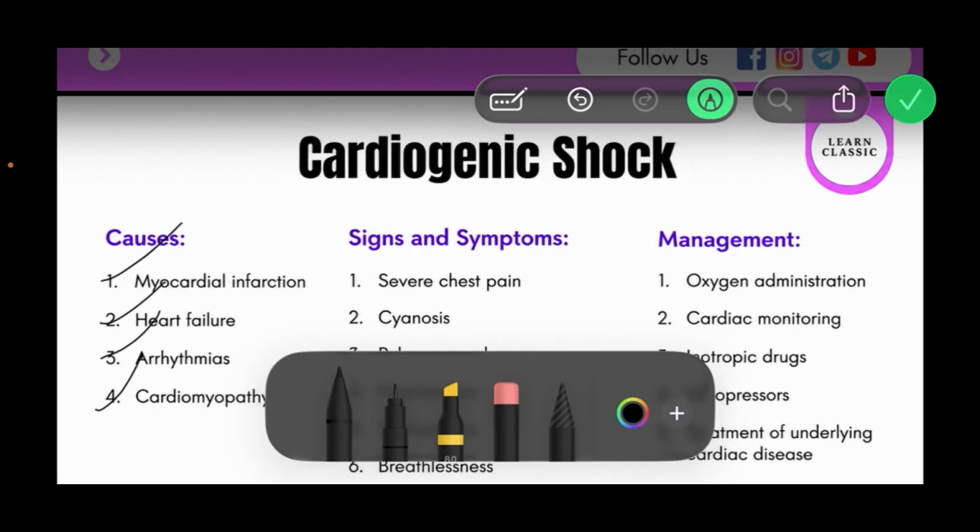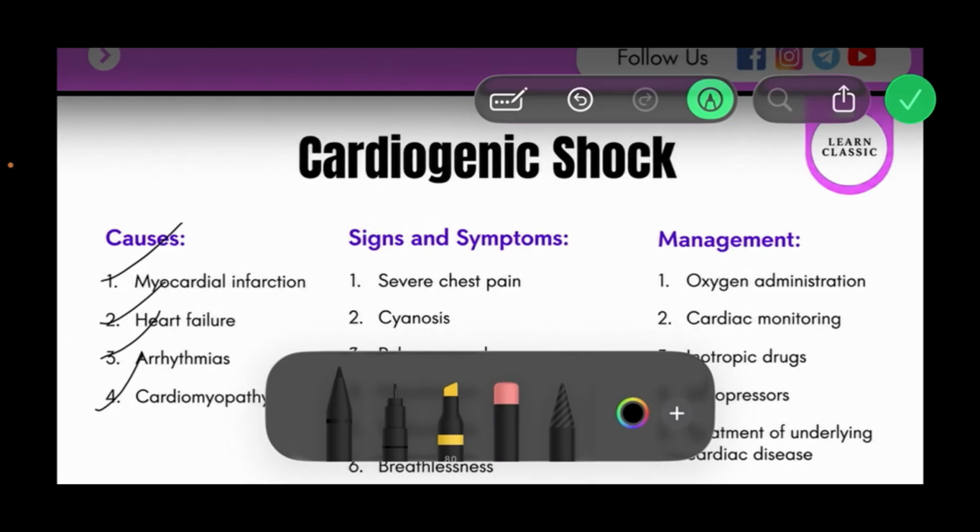So what does cardiomyopathy mean? Cardiomyopathy is a disease of the heart muscle in which the heart becomes weak, enlarged, thickened, or stiff, making it difficult for the heart to pump blood properly to the body. So that is cardiomyopathy.